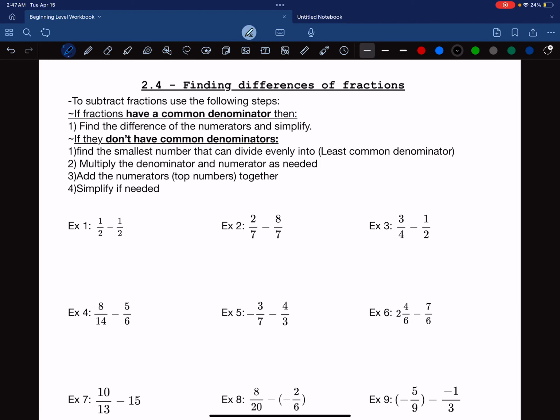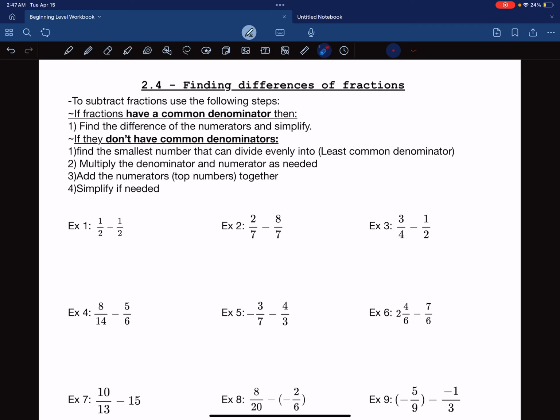Welcome to section 2.4. In this video, we are going to learn how to subtract fractions. Subtracting fractions has the exact same process as adding fractions, so we're not changing any of the processes. We just have learned to add two fractions. The only thing we have to pay attention to is that we're subtracting them rather than adding them. That's simply the only difference between the two.